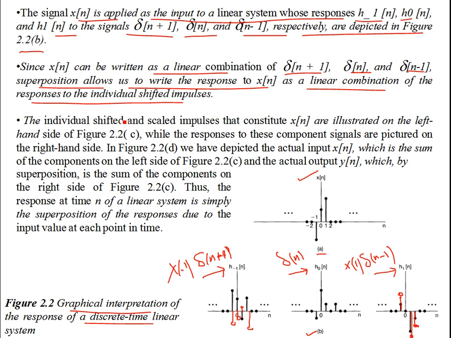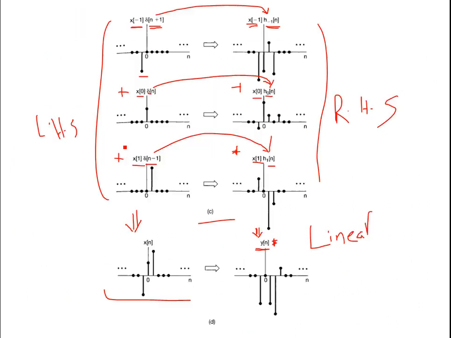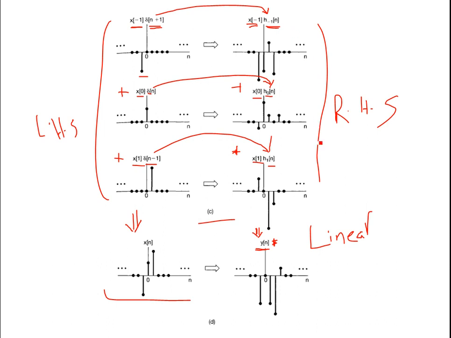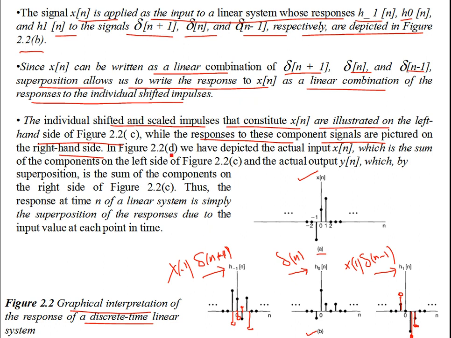Now, the individual shifted and scaled impulses that constitute x of n are illustrated on the left hand side of figure 2.2c. So we have seen this, the decomposition of x of n in terms of shifted impulses on the left hand side, while the responses of these component signals are pictured on the right hand side. On the right hand side we have the scaled impulse responses of the system, right? In figure 2.2d, we have depicted the actual input x of n, which is the sum of the components on the left hand side of 2.2c.